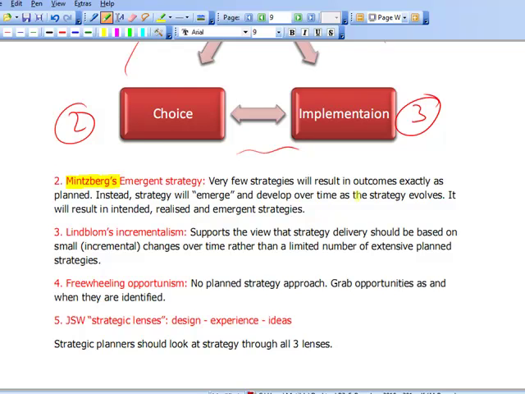So, just to put this in words and to link it to the notes, Mintzberg's emergent strategies. Very few strategies will result in outcomes exactly as planned. Remember, Honda's original aim was to introduce big motorbikes. But instead, strategy will emerge and develop over time as the strategy evolves. And as a result of that, you will have intended, realized, and emergent strategies. According to Mintzberg, in order for an emergent strategy to be successful, it has to be crafted. The organization has to craft it, has to guide it. And that's why the emergent strategy is sometimes known as a crafting strategy.